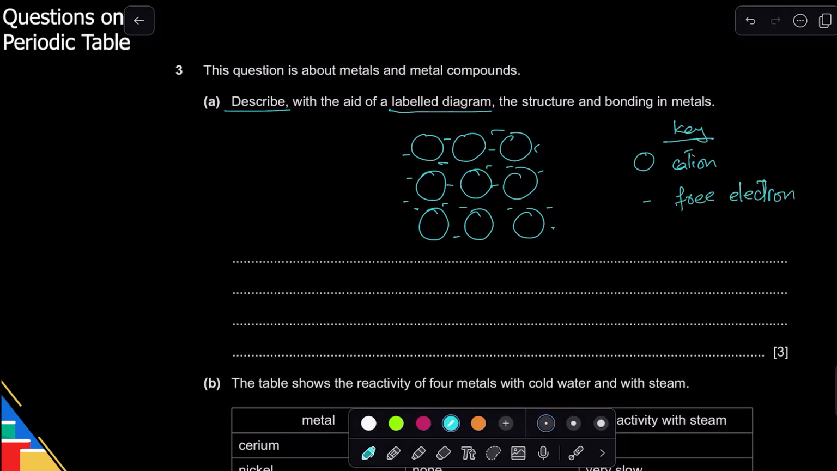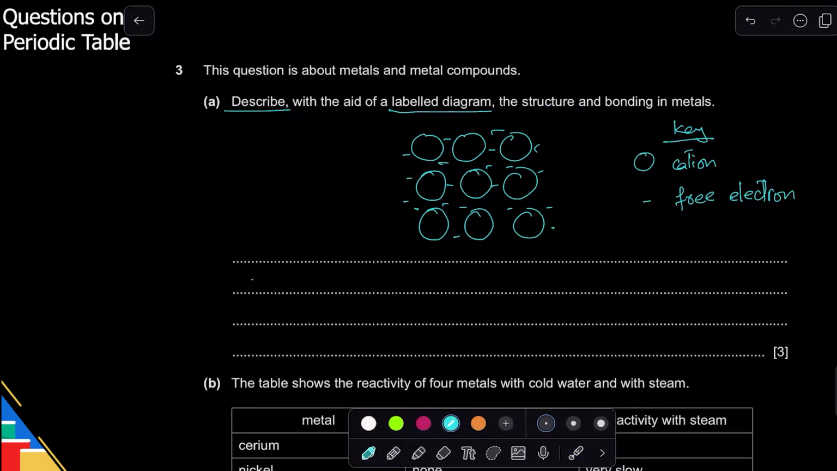Okay, now we have to describe it. It's a 3-mark question, so we have to describe all three things. Which 3 things are here? One is the cations, which are in layers. Second is the free electrons. And third is the force of attraction, which is the bonding. So in structure we have 2 things, cations and free electrons, and in bonding we have strong attraction. So that's what we'll say.